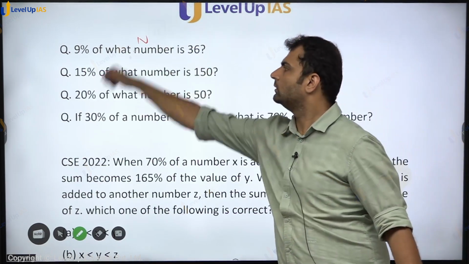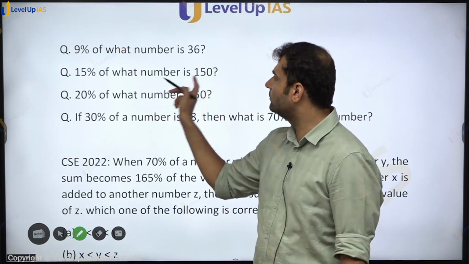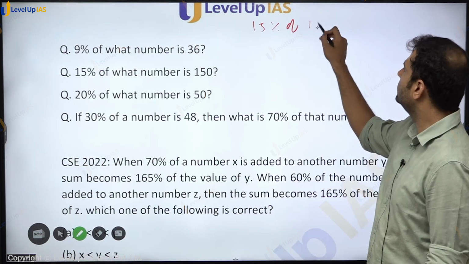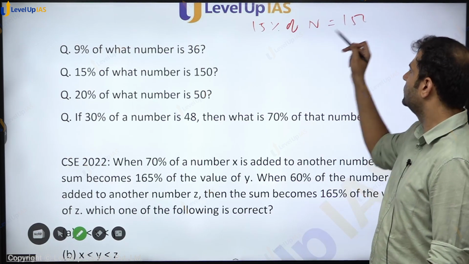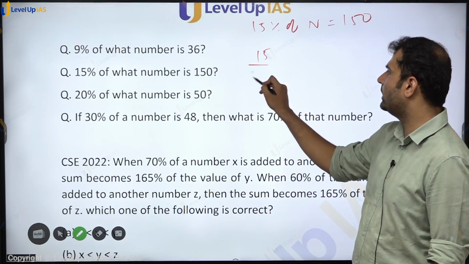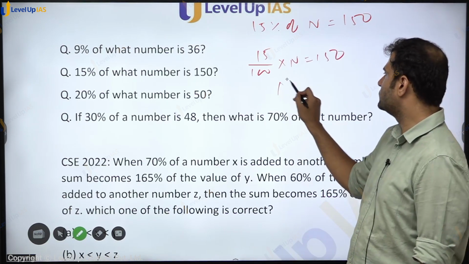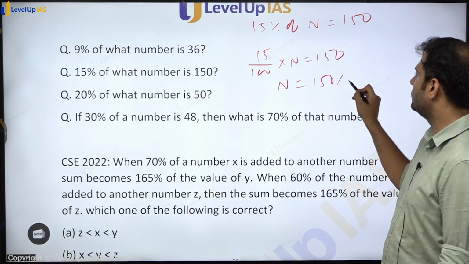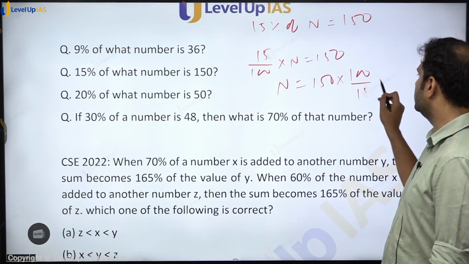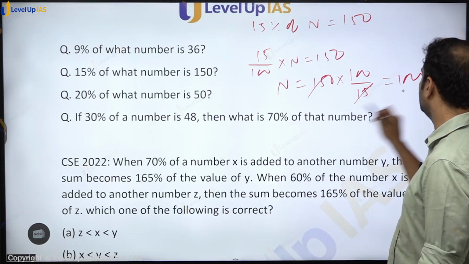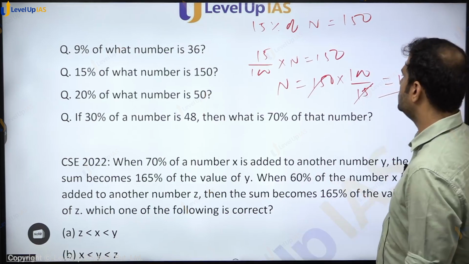Second, 15% of what number is 150? Again, we will assume 15% of n is equal to 150. So 15/100 into n is equal to 150. n is equal to 150 into 100/15. 15 cut हो जाएगा. 10 into 100, it is 1000. Fine, easy.